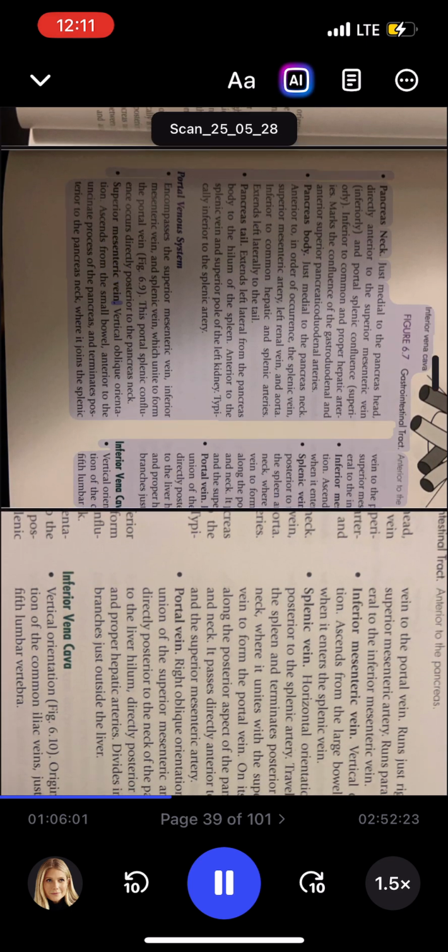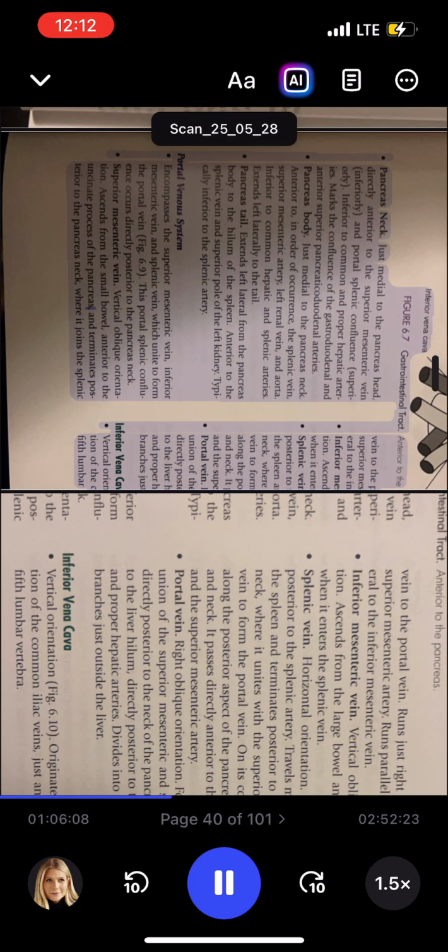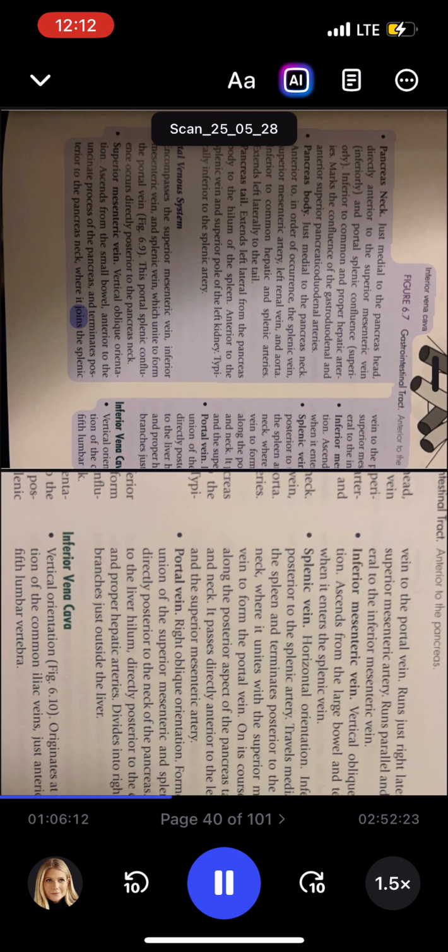Superior mesenteric vein. Vertical oblique orientation. Ascends from the small bowel, anterior to the uncinate process of the pancreas, and terminates posterior to the pancreas neck, where it joins the splenic vein to form the portal vein.